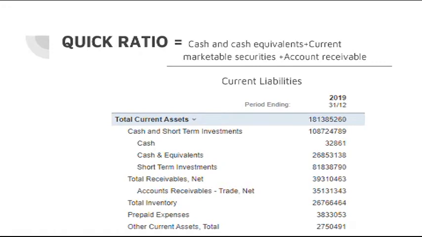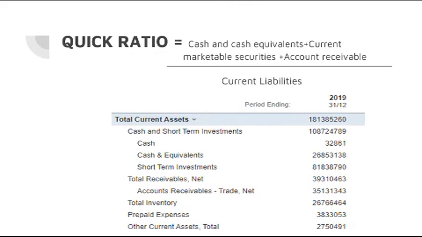Quick ratio. The formula states current assets minus inventory minus prepaid expenses, divided by current liabilities. You can use that formula, but it is important to understand the concept. When we talk about quick ratio, we are finding the liquidity position of the company, right? How quickly the assets are able to be converted. It will include only those assets which are easy to convert. It may be cash and cash equivalents, current marketable securities and account receivable.